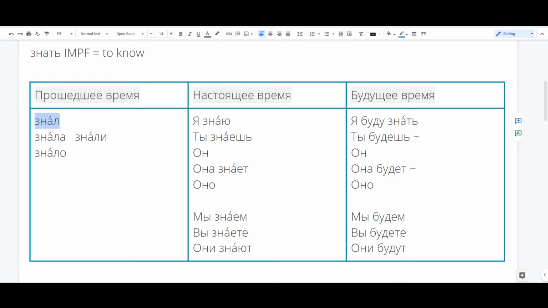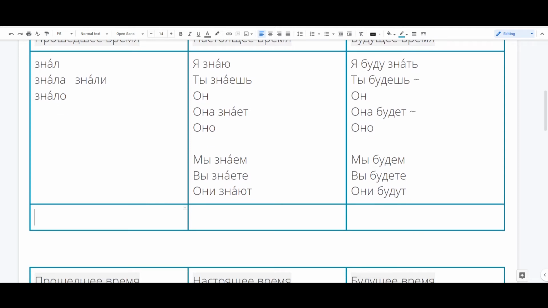Masculine знал, feminine знала, neutral знала, plural знали. Let me give you a few examples how we can use it in a sentence. Я не знал, что. I didn't know that.